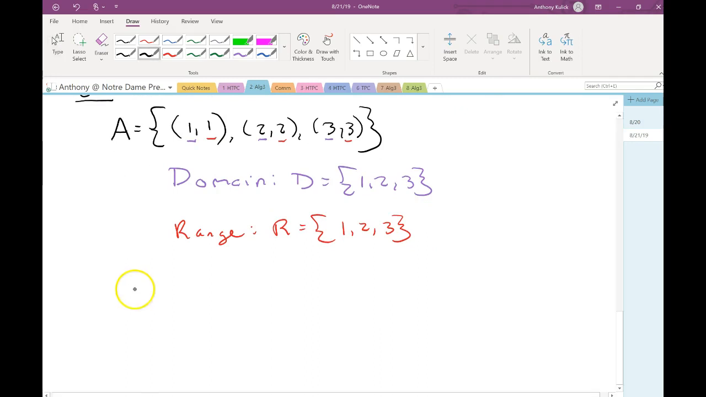Okay, let's do another example of a relation. Let's write a relation that is an infinite set, though. Okay? So, what kind of objects are inside of a relation? They're ordered pairs, right?